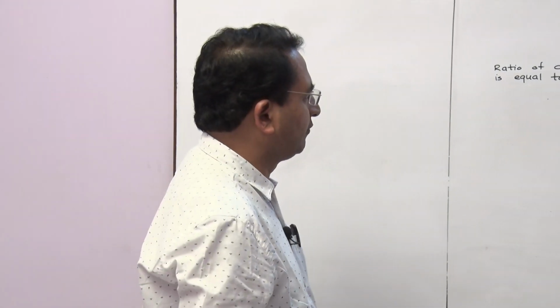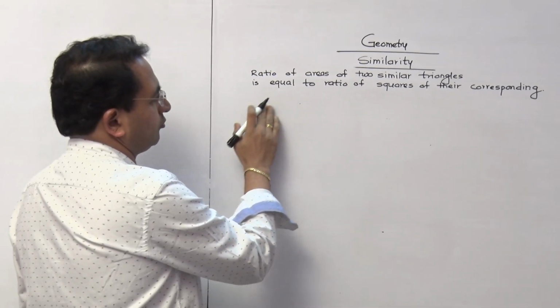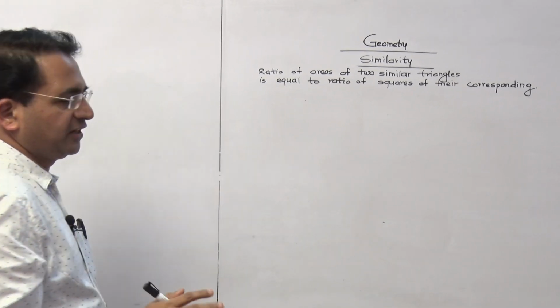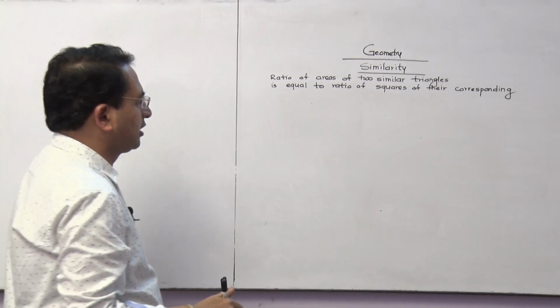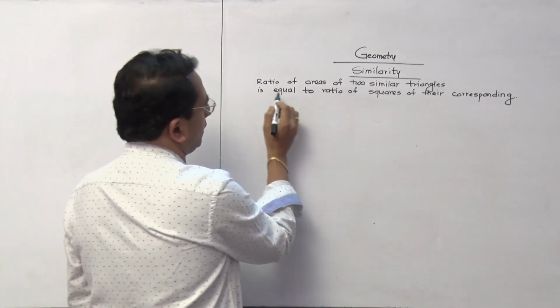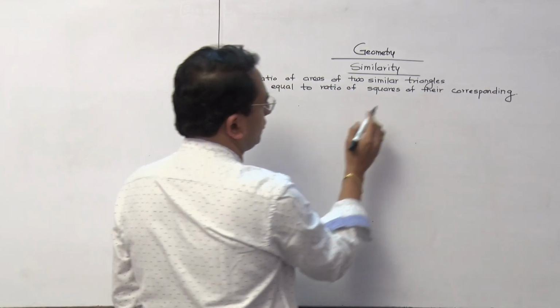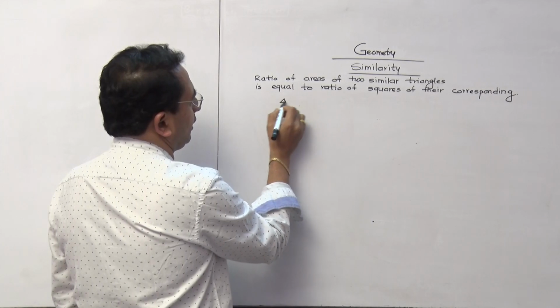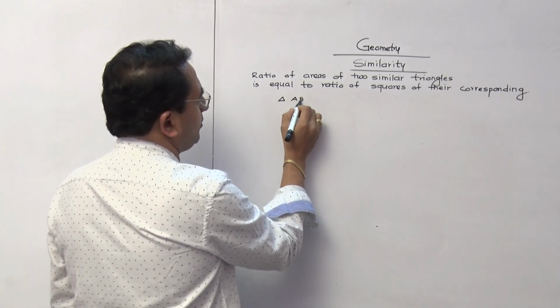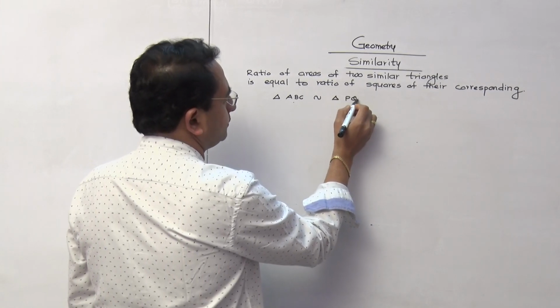We are going to start with the remaining part of this. This is also more important as far as 2 marks and 3 marks questions are concerned. See the statement which I have written here: ratio of areas of two similar triangles. Now what we can write here, triangle ABC is similar to triangle PQR.